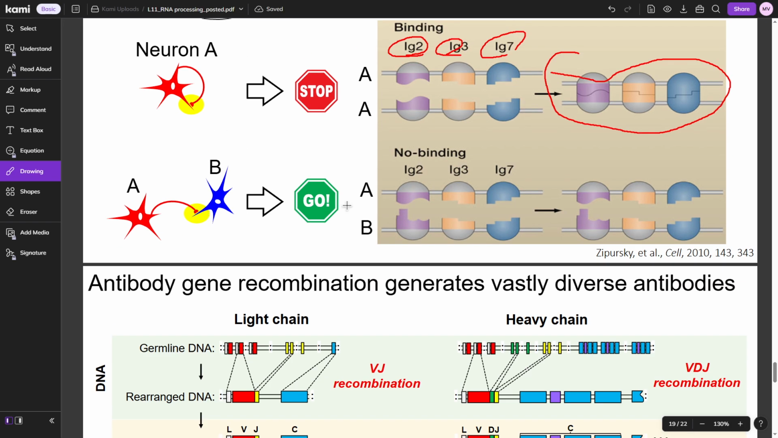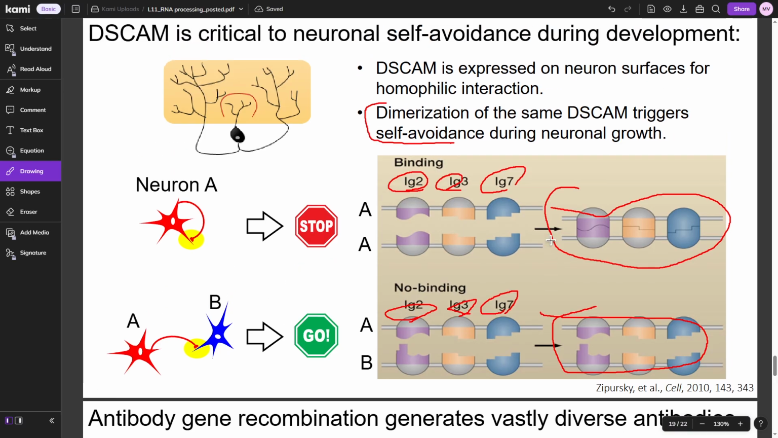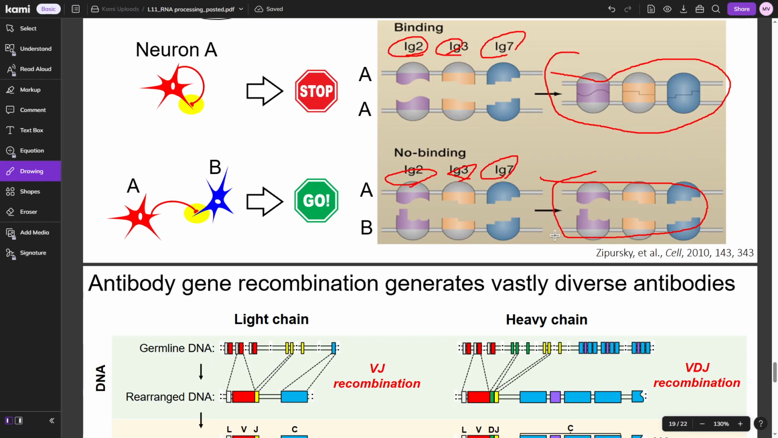But A on B, remember, A has these, but B has something completely different because it had different splicing, right? And so because these cannot bind to each other, they're given the green light, and they're able to synapse onto each other.